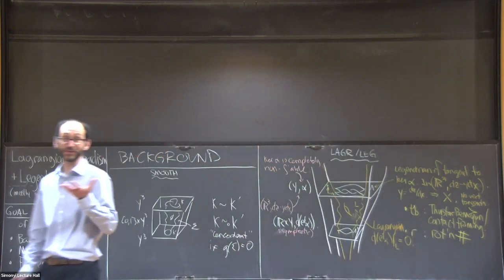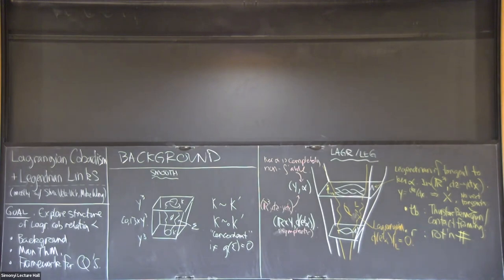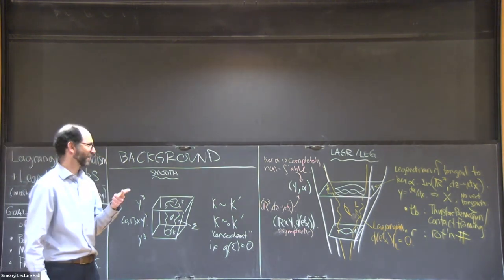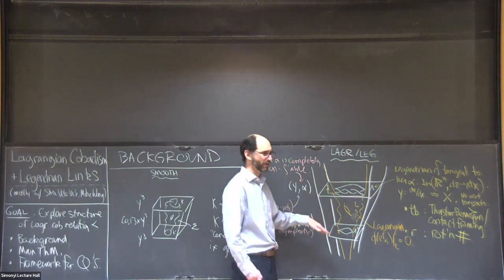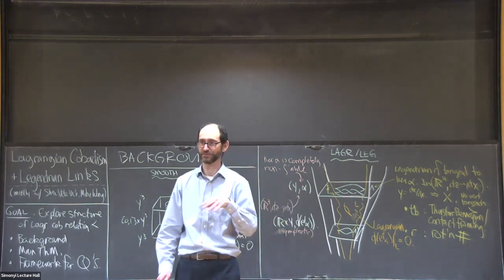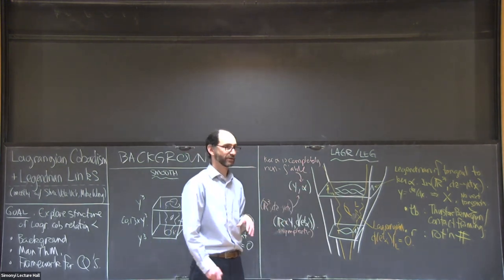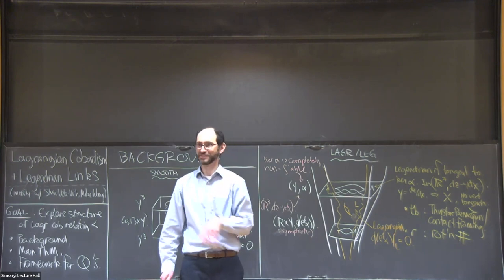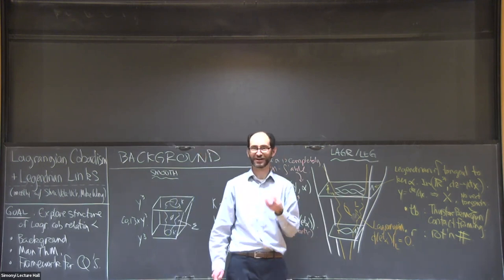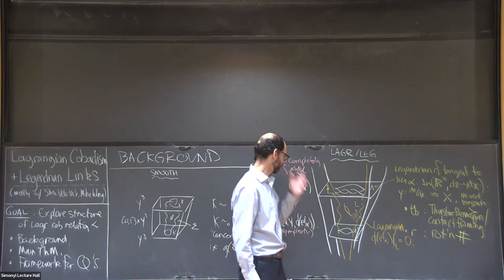These are things that have no symplectic area. For the more experts in the audience, I also want them to be exact. And there's one more condition: I also want the primitive at the top and the bottom to be completely constant, even if there's multiple components. I'm not going to use those conditions that closely, so we'll leave that for now.